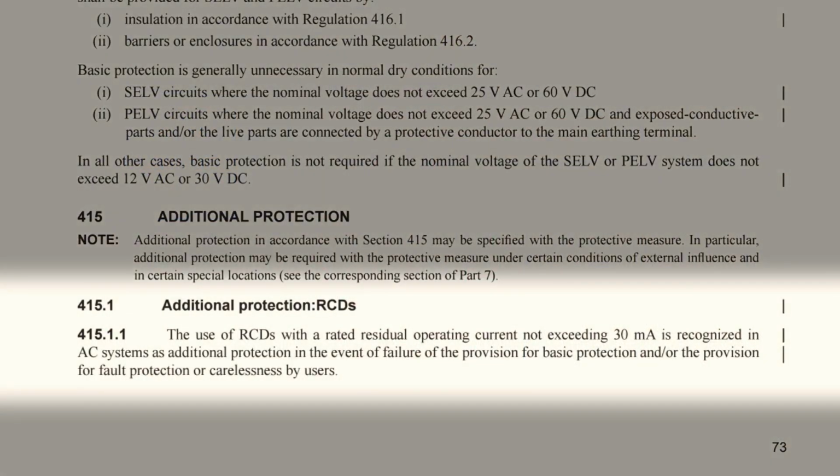They can be used to provide three different forms of protection. The one that perhaps initially we think of is additional protection. Now, that's according to the regulations found in 415.1 of BS7671 by means of an RCD not exceeding 30 milliamps. Broadly speaking, this is where we use an RCD to protect people and livestock from electrocution.